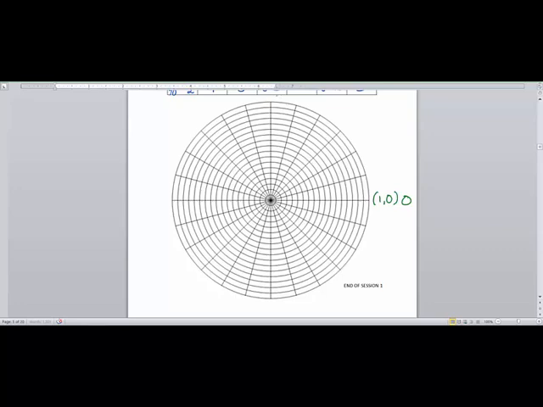Up here at the top, this is going to be the coordinate 0, 1, otherwise known as the y-intercept at this position here. If the line was crossing at this point, it would be 0, 1. And this is going to be 90 degrees, and it's also going to be pi over 2 radians.